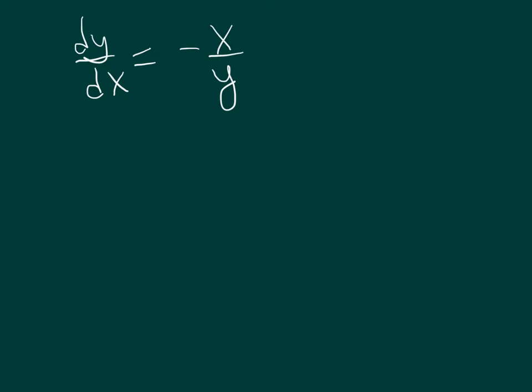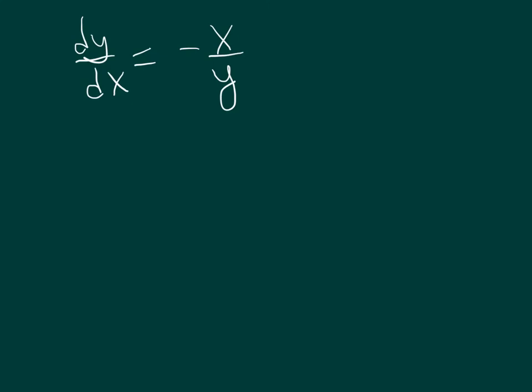Other things to look at: if x and y are the same, then the slope would have to be negative 1. And if x and y are opposites, then the negatives will cancel and the slope will be positive 1. So it helps to think about any graph that you can think of right now, before we solve this differential equation, that has those properties.